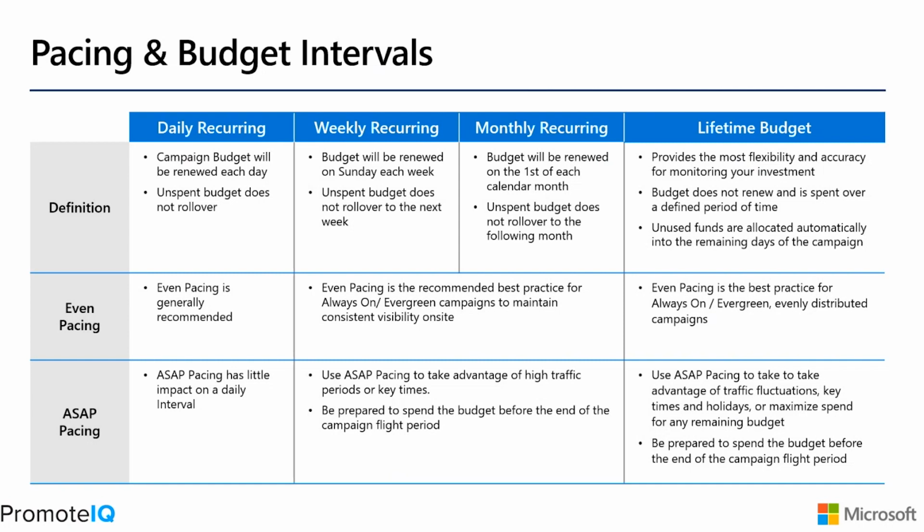For weekly recurring or monthly recurring budgets, even pacing is generally recommended as the best practice for always on or evergreen campaigns to maintain consistent visibility on site. But ASAP pacing can be a good choice to take advantage of high traffic periods or key times. Be prepared to spend the budget before the end of the campaign flight period.